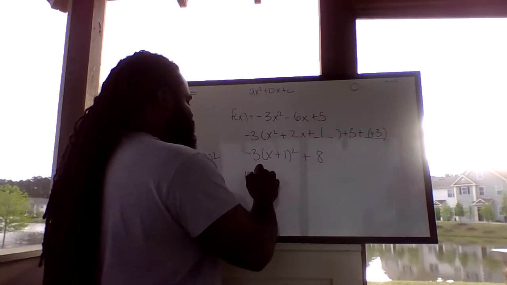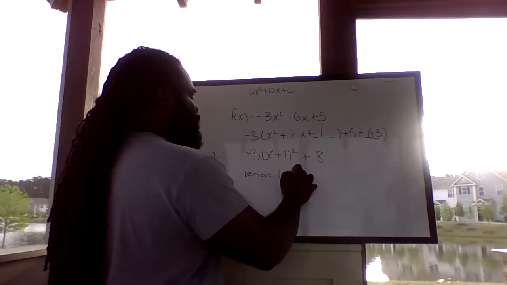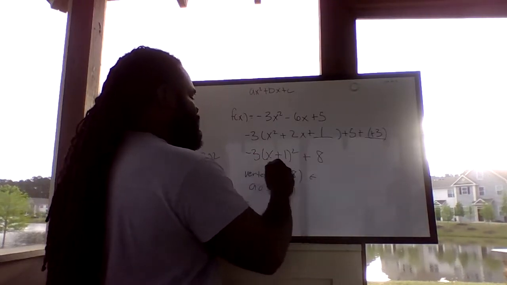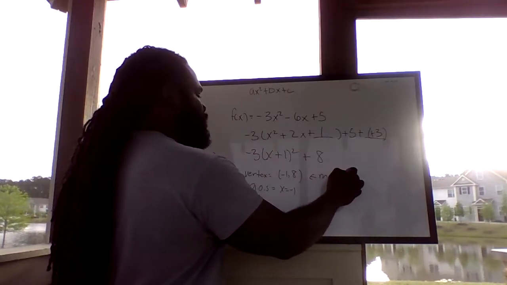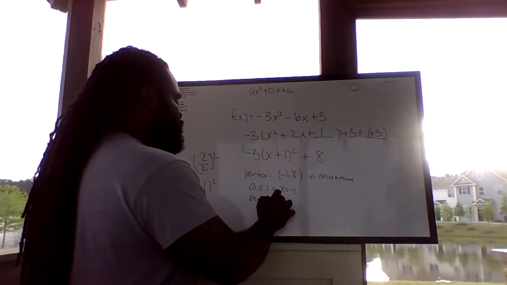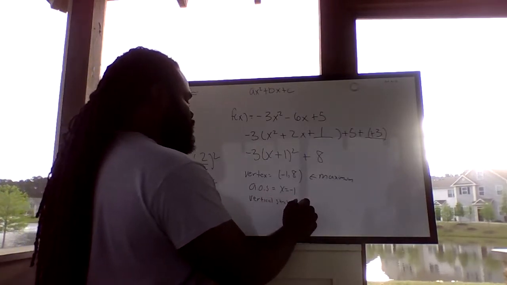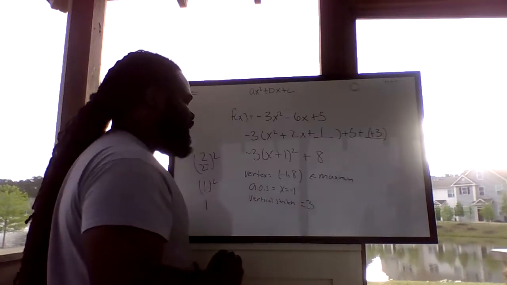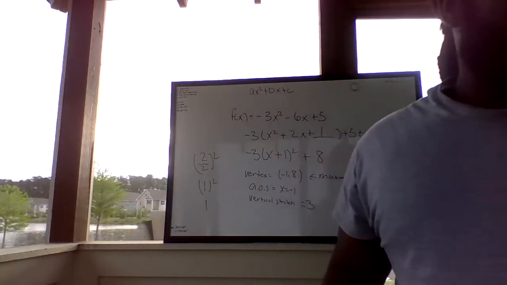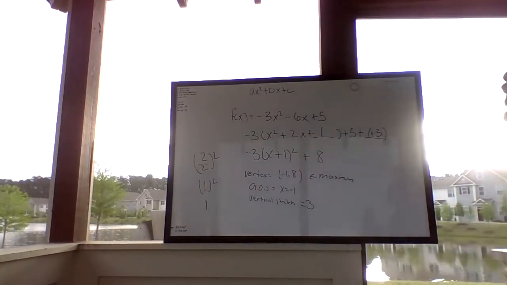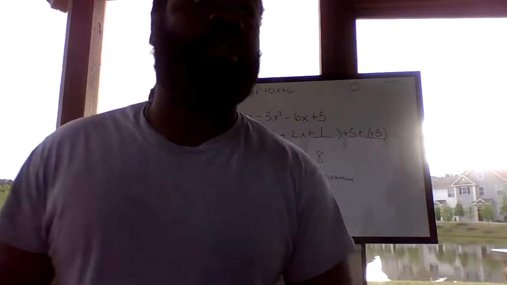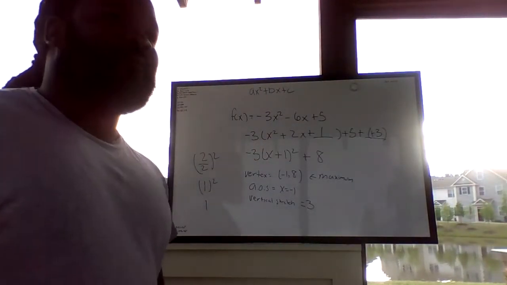So my vertex here is negative 1, positive 8. My axis of symmetry is x equals negative 1. I know it opens downward, so this is a maximum for me. We got a vertical stretch of 3, a factor of 3. And we know from my parent function, this moves to the left 1 unit, and then it moves up 8 units. And that's how we use completing the square when we have an a value that's greater than 1 in order to write our quadratics in vertex form.